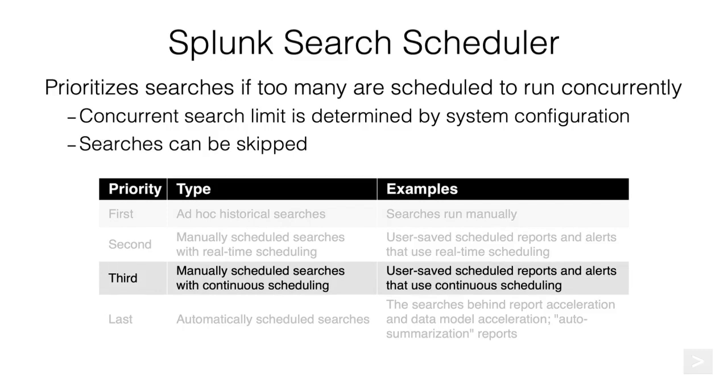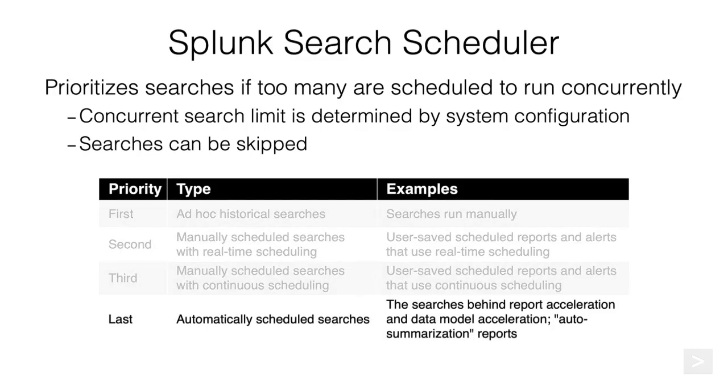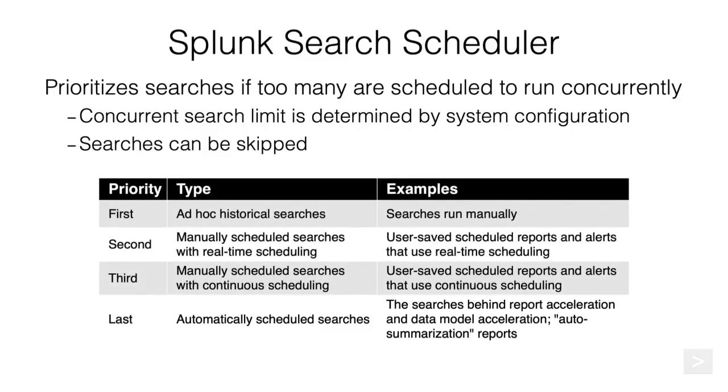Next, after real-time searches, Splunk will choose to run manually scheduled searches with continuous scheduling. Continuous scheduling differs from real-time scheduling in that searches aren't necessarily skipped, but they can be paused for extensive periods of time. And then finally, the last consideration is automatically scheduled searches. These are searches that were put on the schedule by automatic processes that maintain things like acceleration summaries and auto-summarization. If you want to find out more about real-time and continuous scheduling, please refer to the Splunk documentation.